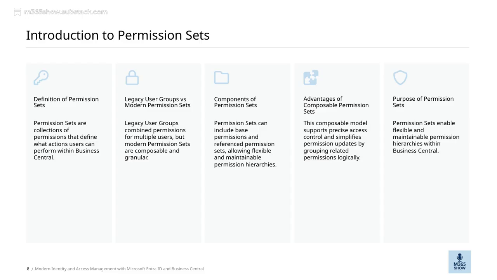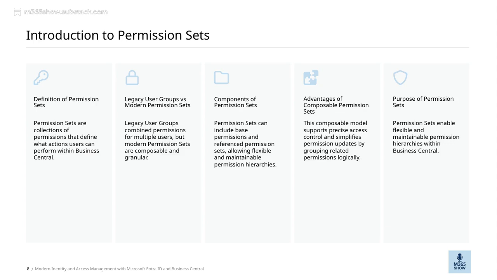Now, let's talk about permission sets and how they help us create flexible and maintainable permission hierarchies within Business Central. The main goal here is to give us a way to control access precisely, but also to make it easier to update permissions as needed. This is where the composable model comes into play. It supports grouping related permissions logically, so we can manage permissions in a more organized way.